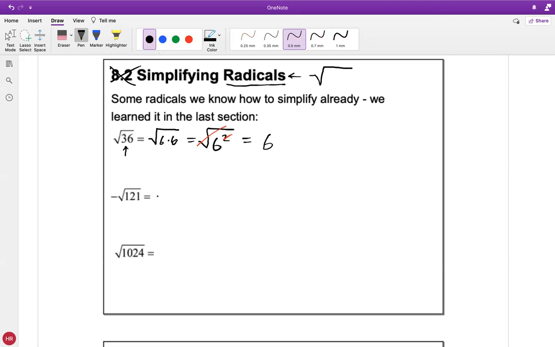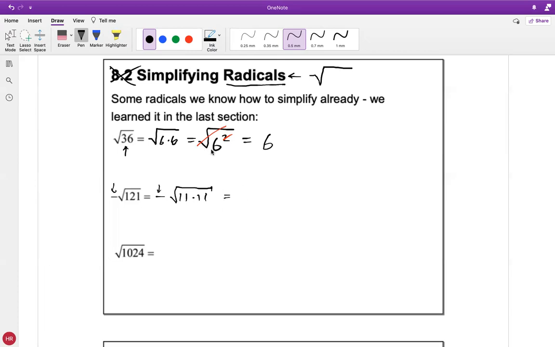In a similar way, what number times itself is 121? There might not be one, in which case you can't simplify it, but here you can. 121 is 11 times 11. You notice I wrote the negative sign. I just rewrote it on the outside. The square root of 11 times 11 is 11.